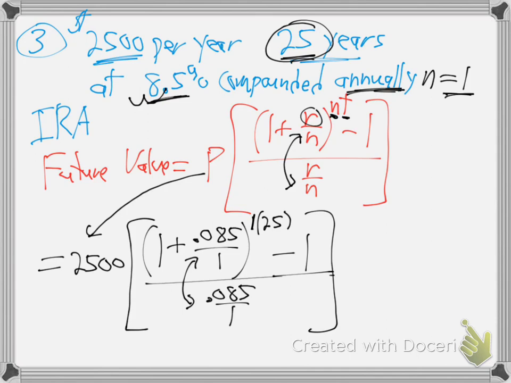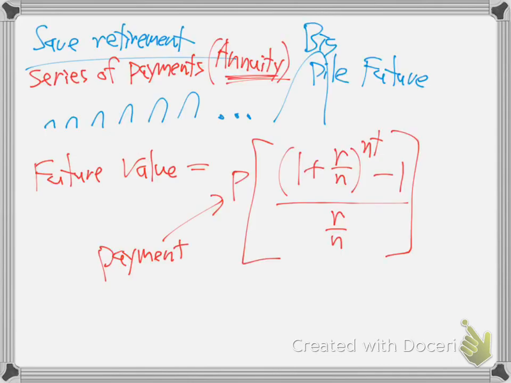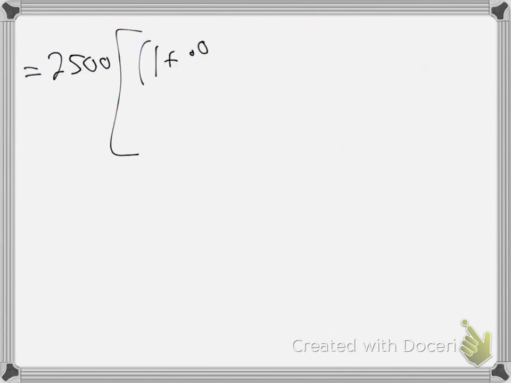That's easier said than done. Let me rewrite it on a fresh screen where I can write the steps for you. So it's going to be 2,500 times, what's it again? 1 plus 0.085 over 1 to the NT times 1, 25 minus 1.